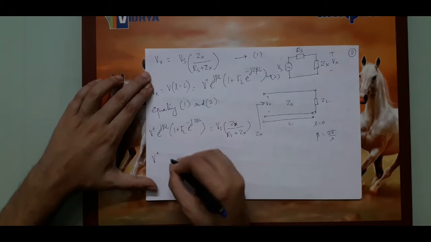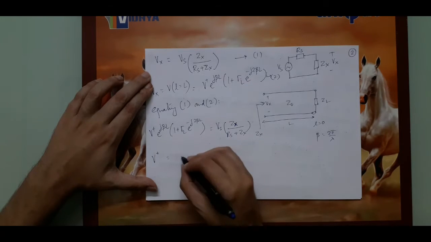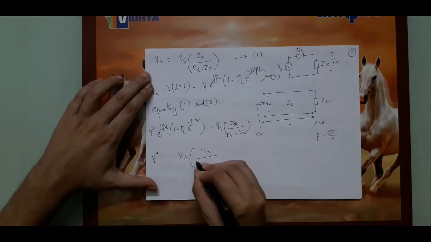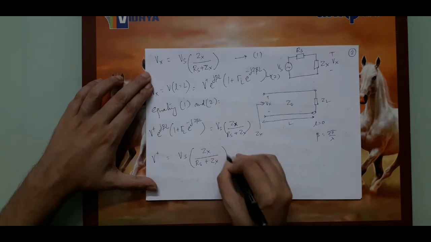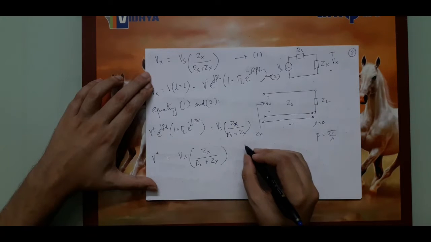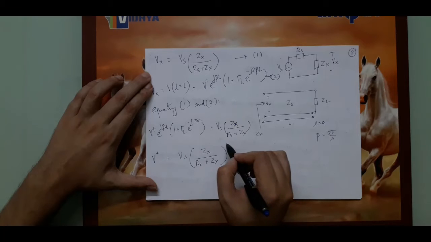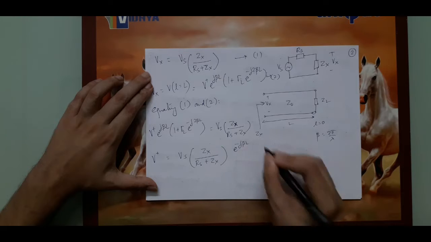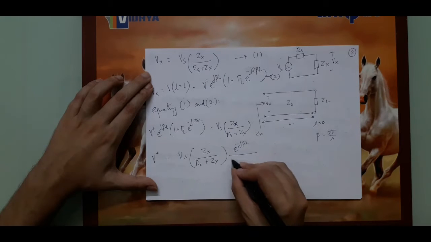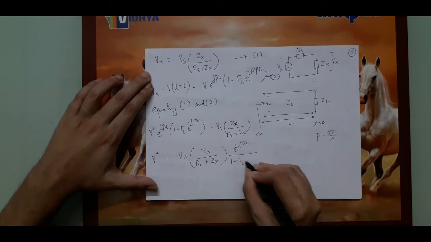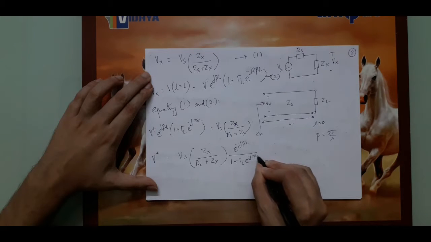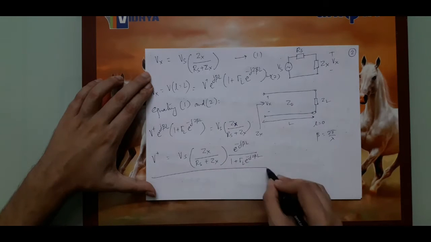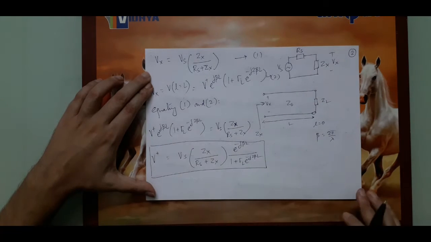So V plus will be nothing but Vs Zx by Rs plus Zx times, if I take this down over here, it will become e raised to minus j beta L on top divided by 1 plus gamma L e raised to minus j 2 beta L. That's it. So this is the way we can measure V plus.